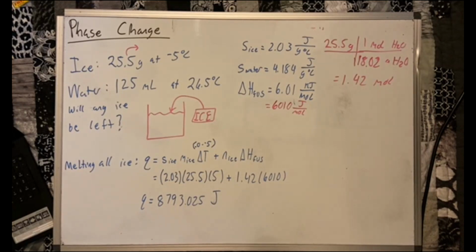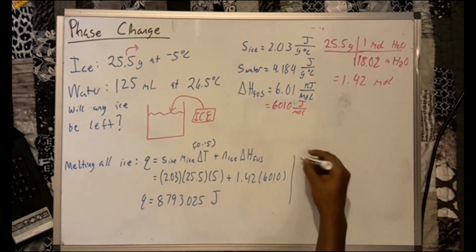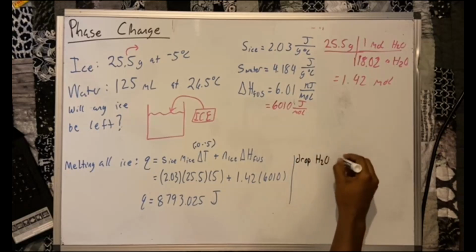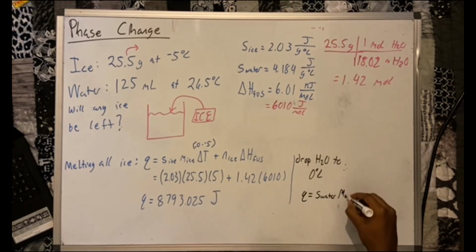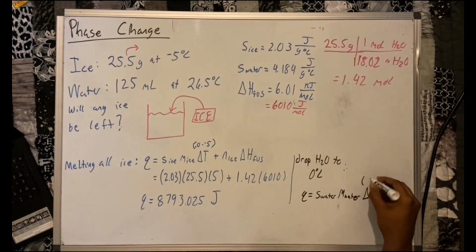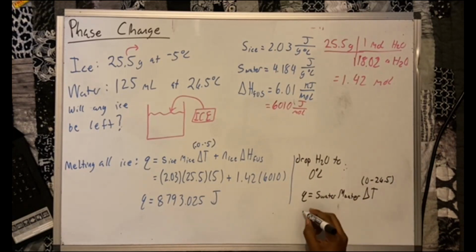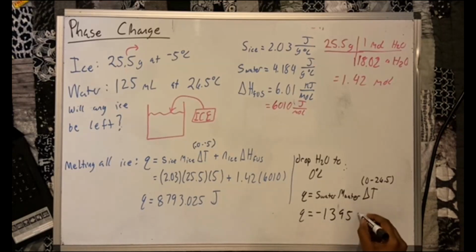And so I need to see how much is going to be to drop the water to 0 now. Drop H2O to 0 degrees Celsius. It's just going to be Q equals S of my water times mass of my water, times delta T. In this case, it's going to be 0 minus 26.5. So the Q here, I think I already calculated that as well, is going to be negative 13, 9, 5, 9.5 joules.